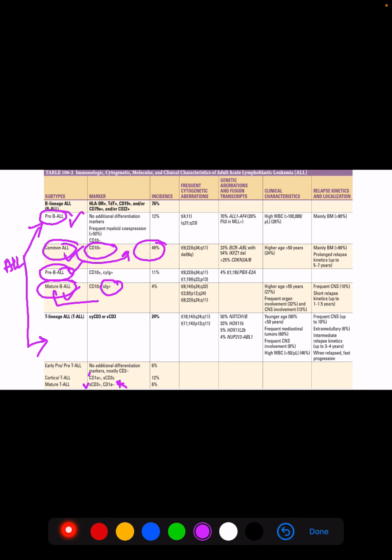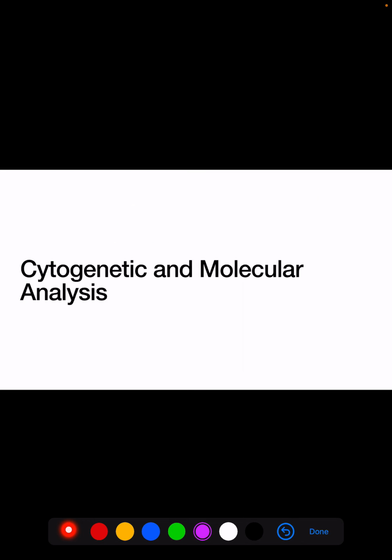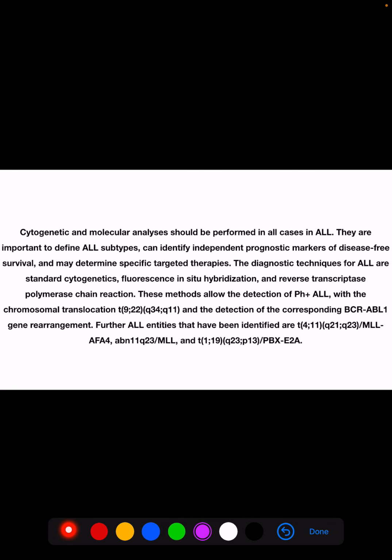T lineage ALL: early pro, with no additional differentiation markers, early pro or pre-T ALL, cortical T ALL, and mature T ALL. And then cytogenetic and molecular analysis should be performed in all cases of ALL, whether it is T cell or B cell ALL. So why? Because they are important to define the ALL subtypes.